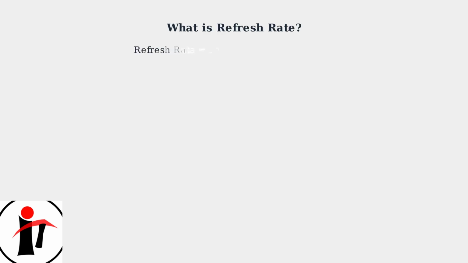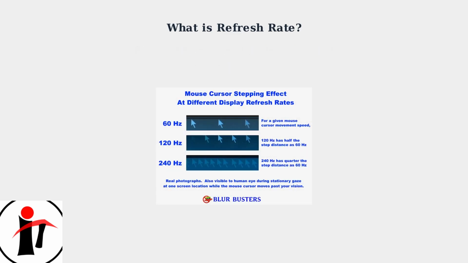Refresh rate, measured in hertz, indicates how many times per second your monitor updates the displayed image. Understanding this concept is crucial before configuring your Sceptre monitor. Here's a visual demonstration of how refresh rate affects cursor movement. Notice how higher refresh rates create smoother, more precise motion with smaller steps between positions.